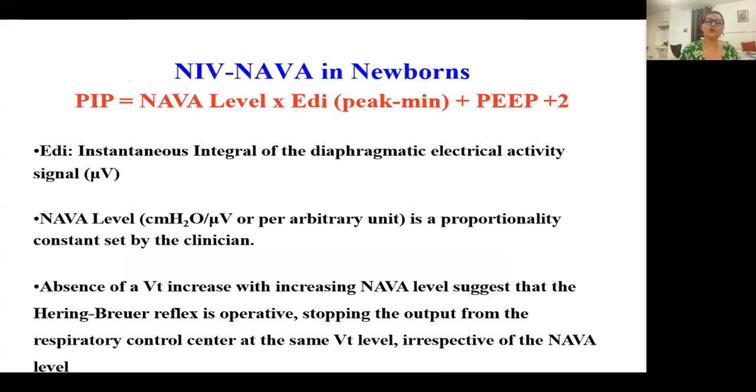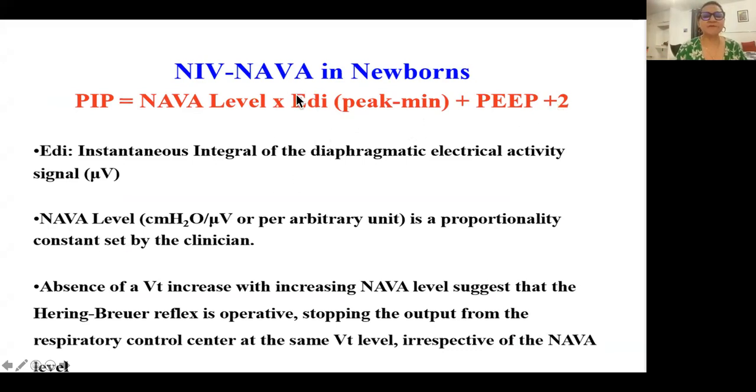So how do you set NIV in non-invasive NAVA in a newborn? The PIP will be equal to NAVA level into EDI peak minus minimum, plus PEEP plus 2. And in invasive NAVA, it will be NAVA level into EDI peak minus minimum plus PEEP. Here you won't add 2.